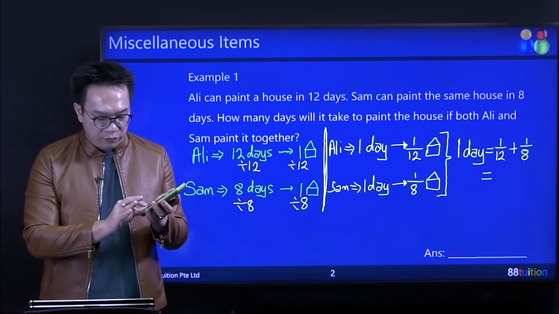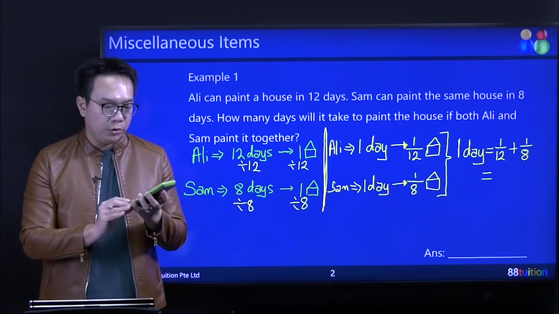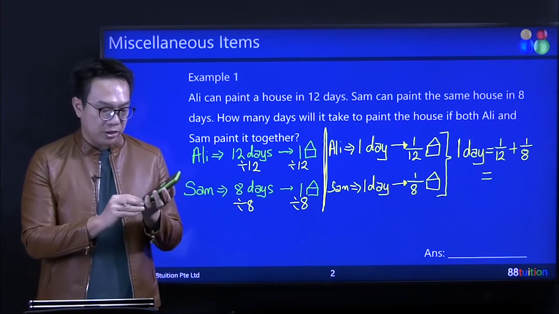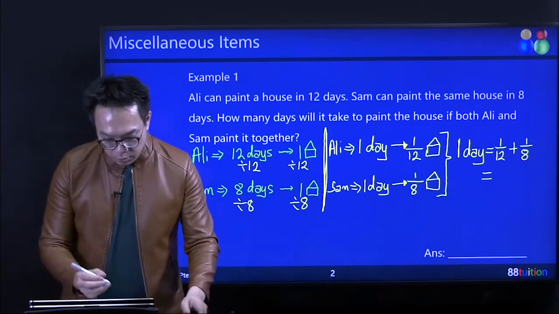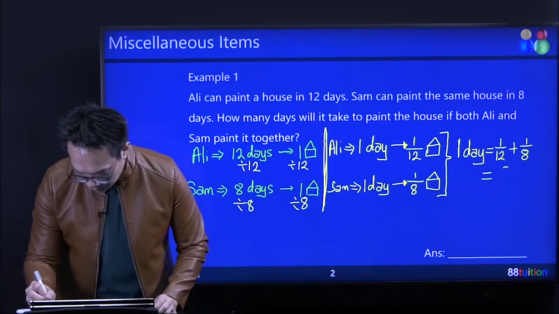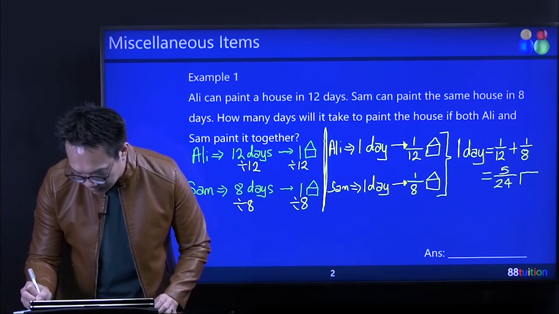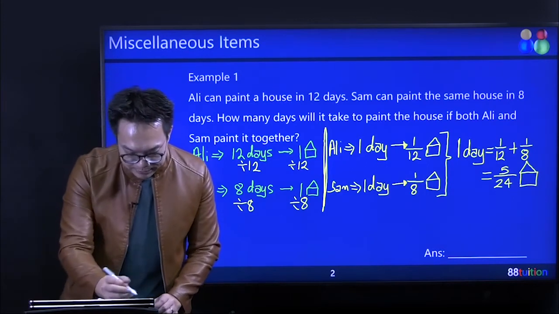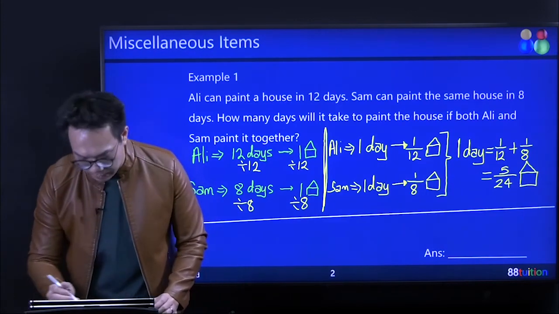1 ABC 12 plus 1 ABC 8. For those using the Sharp calculator, you know what I'm talking about. ABC is a fraction. Press equal. 5 over 24. In 1 day, 5 out of 24 of the house can be painted. Can you see? That is the ultimate clue that you need to be able to get.